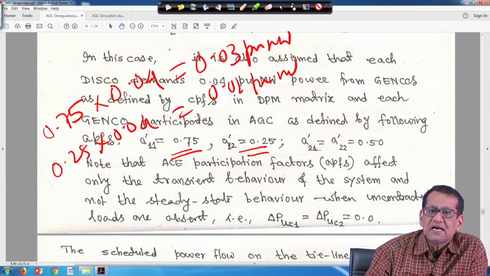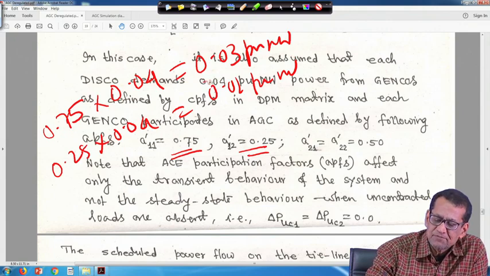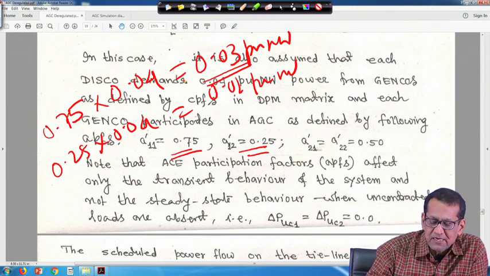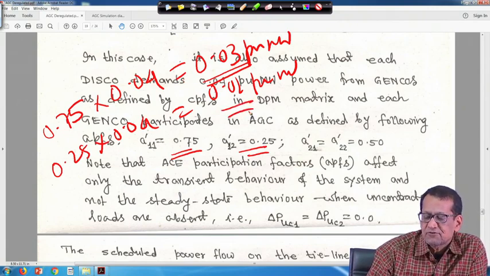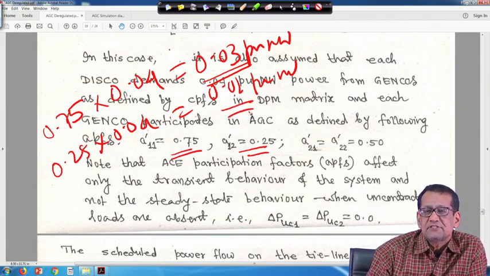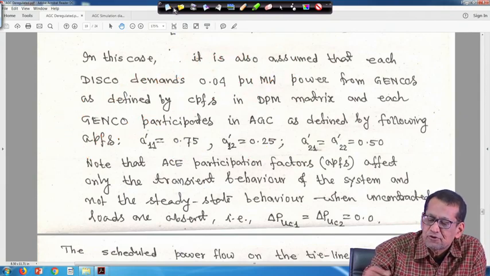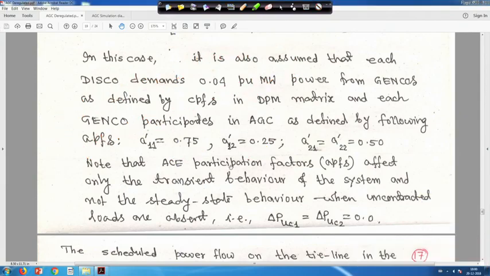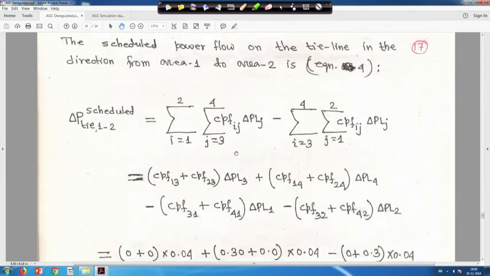So, whatever delta PG1 steady state was there, apart from that, this 0.03 will be added to GENCO 1 power and 0.01 will be added to GENCO 2 power, that they have to generate at the steady state. Now, if you move to the problem.